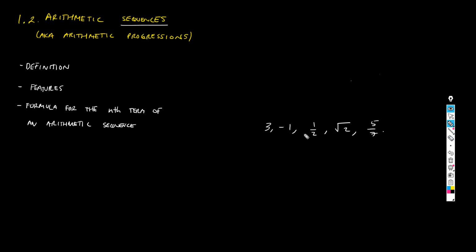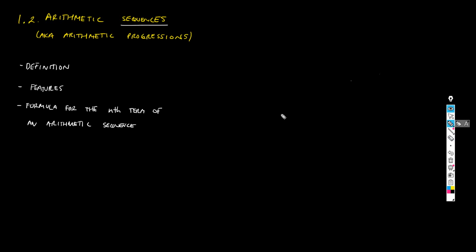And this is a perfectly good sequence, even though you cannot find any pattern behind it. This is a perfectly good sequence, just as the previous ones. Okay, so that's a sequence, guys. It's just a list of numbers in which the order is important.